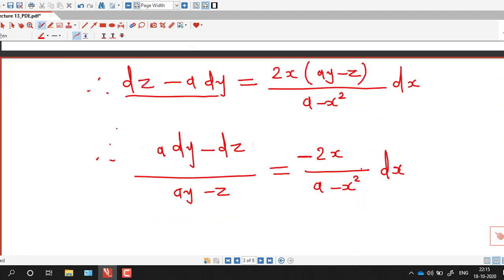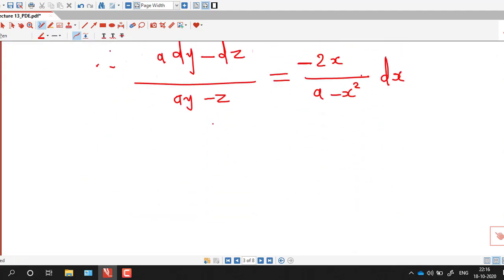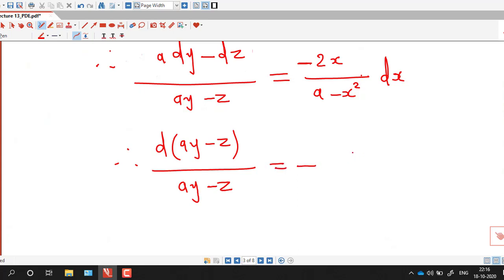So now here you can see, if we take the differential of ay minus z, it is nothing but a dy minus dz. So the numerator I can write as the differential of ay minus z. D of ay minus z is a dy minus dz, and this is ay minus z, and here we have a minus x square, and this minus 2x is nothing but the derivative of a minus x square. So derivative of a minus x square divided by a minus x square.